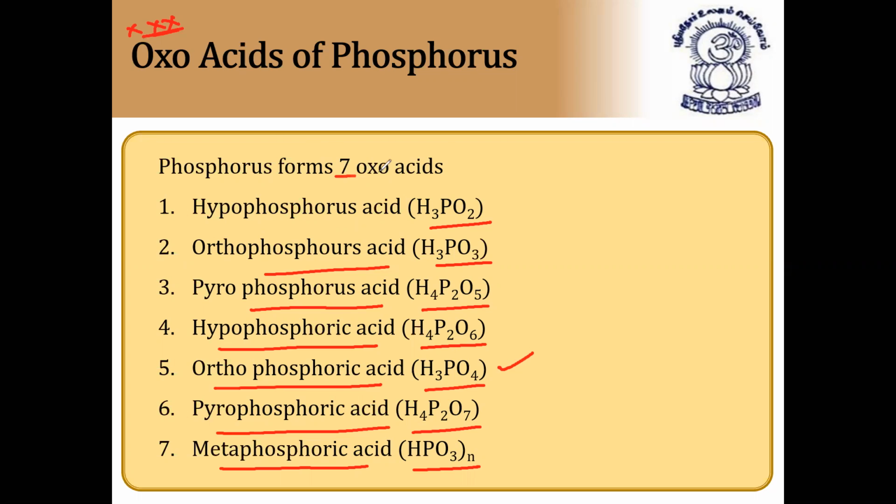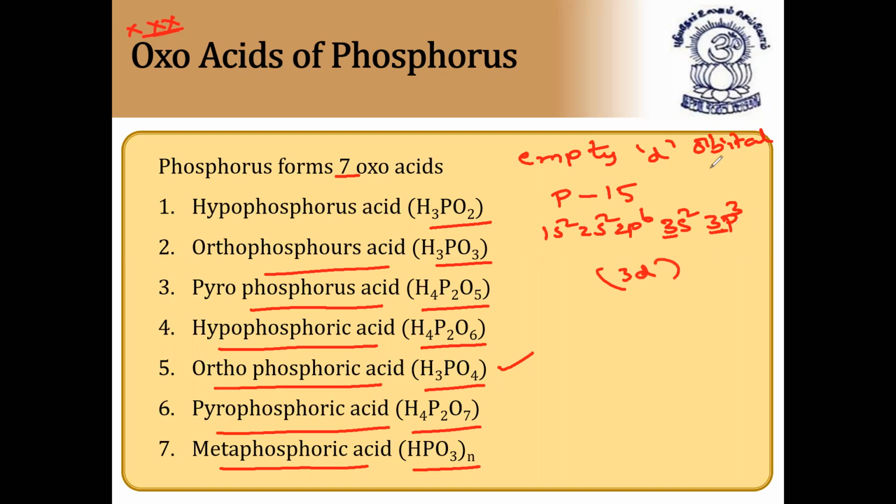Why is it forming many oxo acids? Because it has empty d orbitals. Why? Because d orbital starts from principal quantum number 3. When you take phosphorus, atomic number is 15, so its configuration is 1s2, 2s2, 2p6, 3s2, 3p3. So it enters into principal quantum number 3, which means it has empty 3d orbitals. So that's why it can form many oxo acids. I hope it is clear.